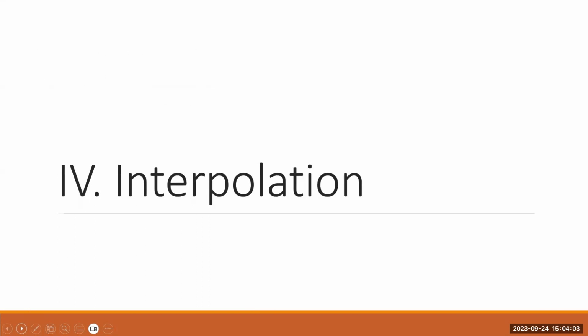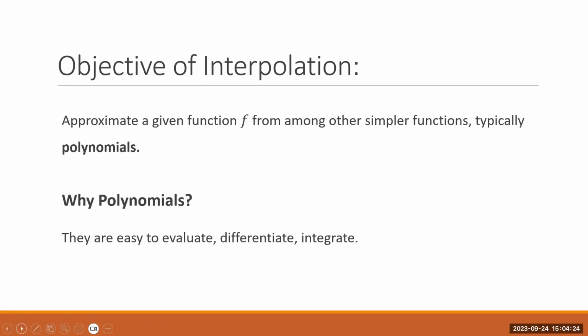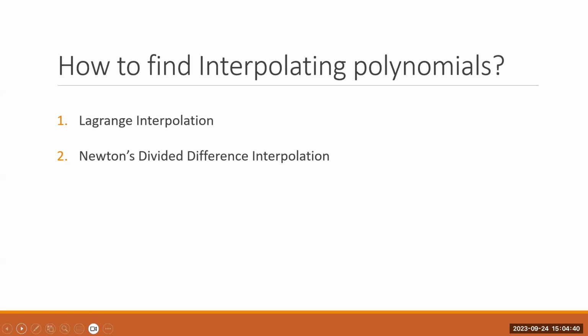And for the last part, we have the interpolation. Interpolation means finding the approximate value of a function f(x) for an x value between different values x0, x1, up to xn, at which the values of f(x) are given. The objective of interpolation is to approximate a given function f from among other simpler functions. Typically we use polynomials. Why polynomials? Because they are easy to evaluate, differentiate, and integrate.